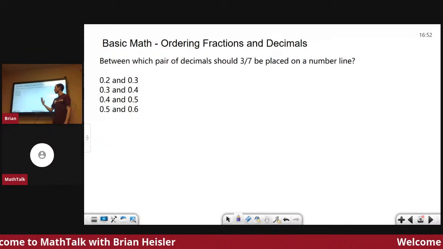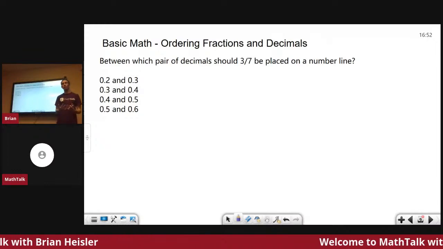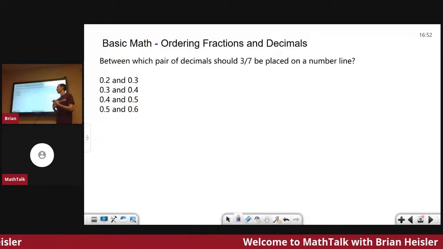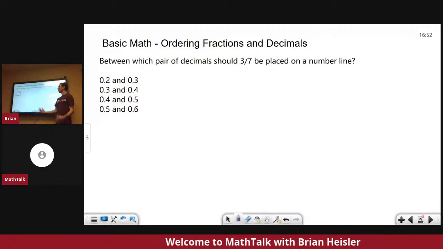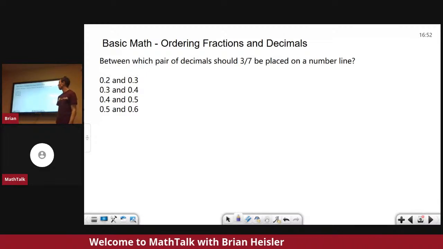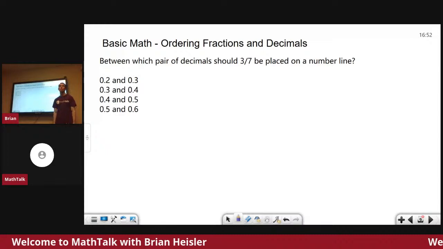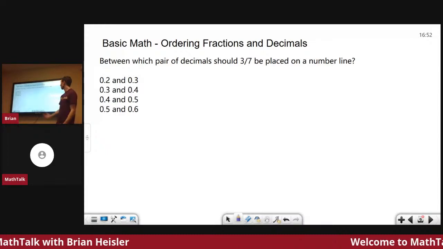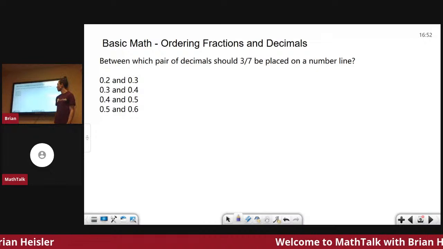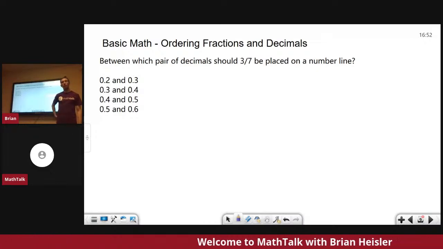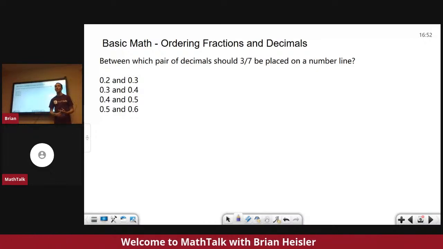All right, so we're going to look at ordinary fractions again, but they're going to look at it in a different perspective. They are asking me, between which pair of decimals listed below should the fraction 3/7 be placed here, or on a number line? Okay, so 3/7. The fractions involving sevenths are an interesting one.